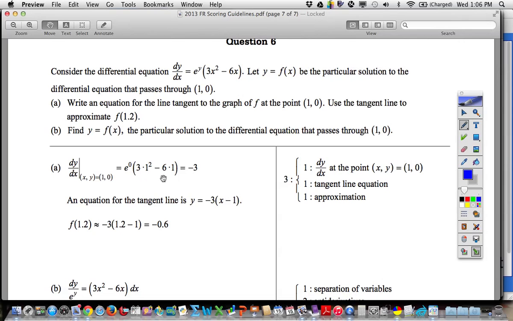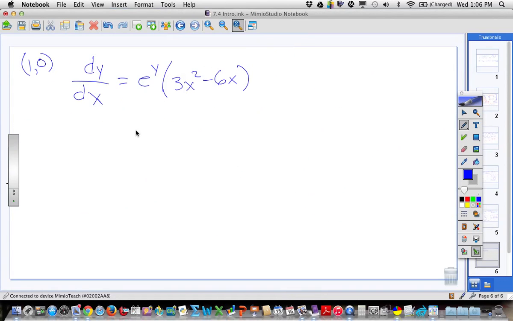All right, but let's do part B. Find y equals f of x, the particular solution to this differential equation. It's a separation of variables situation. So go ahead, you guys try it, and we'll check how you're doing.